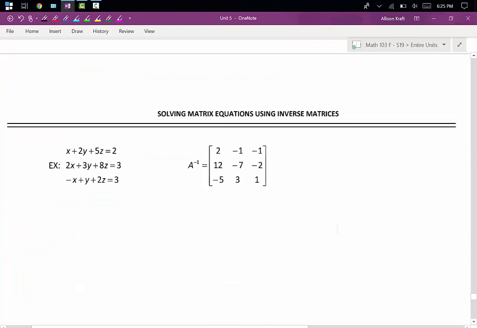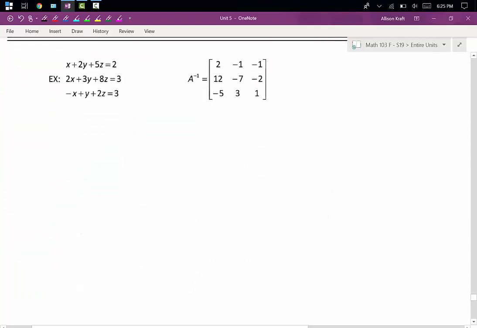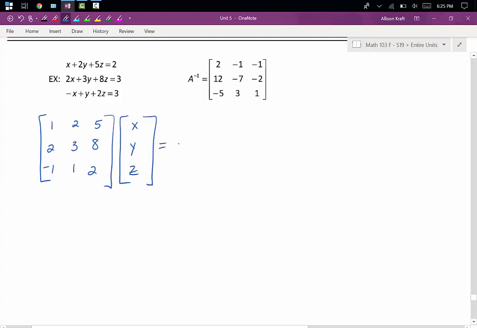Let's try another one. Let's do a 3 by 3 this time. We'll start by writing out our variable matrix. A times x equals b. So we're starting with our constant matrix. And then we'll multiply it by our variable matrix. This time we have 3 variables involved, so this variable matrix should also have 3 variables, x, y, and z. And then we're equal to the constant matrix, 2, 3, 3.